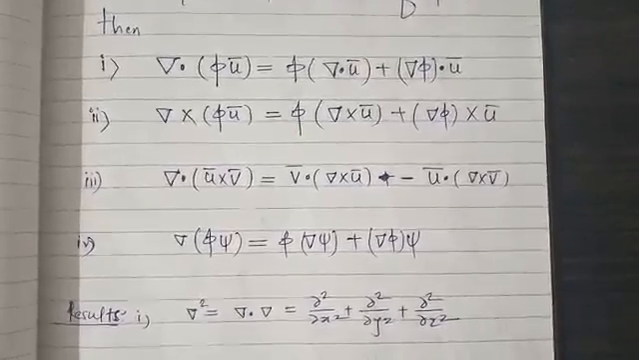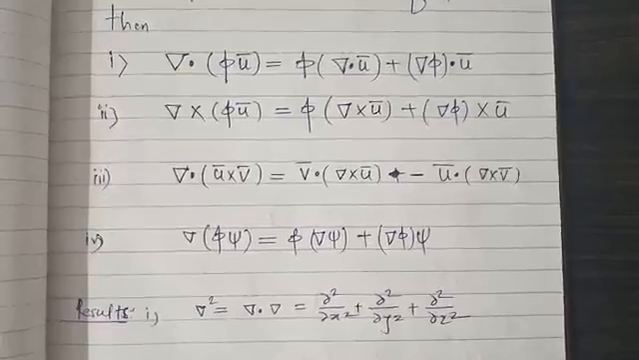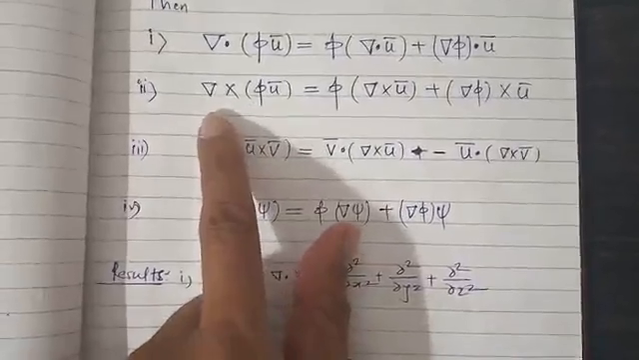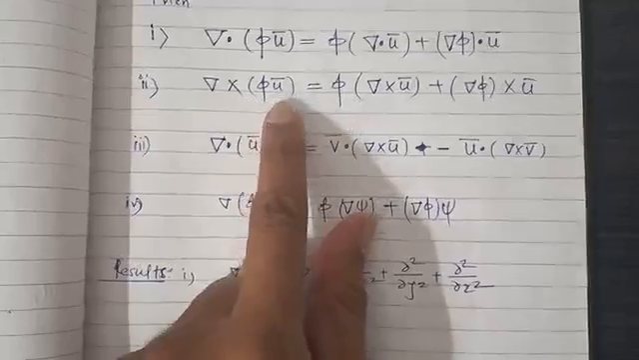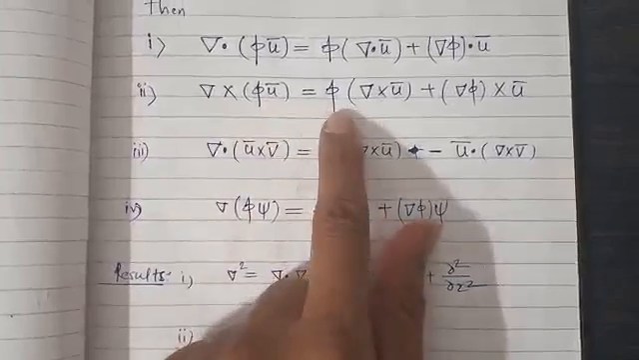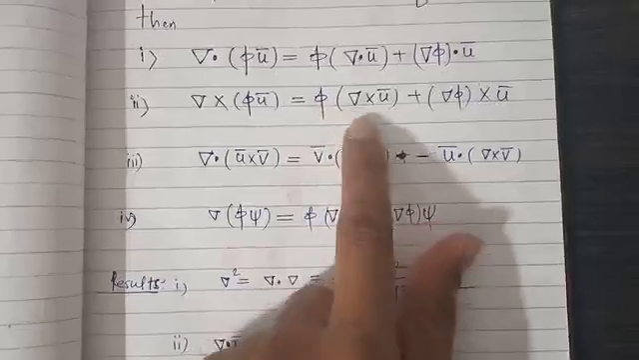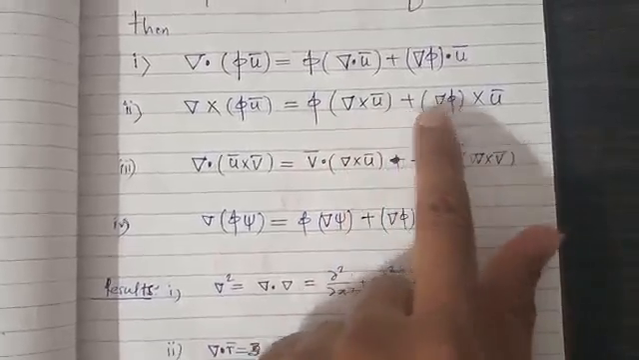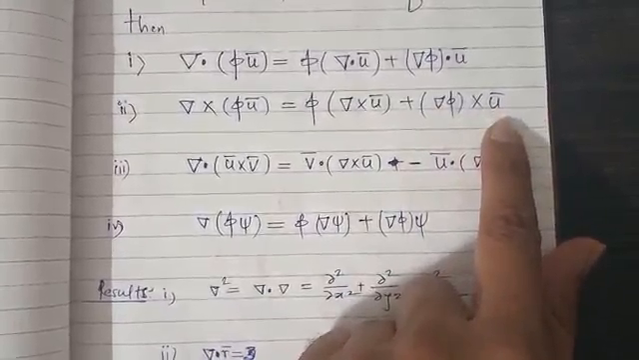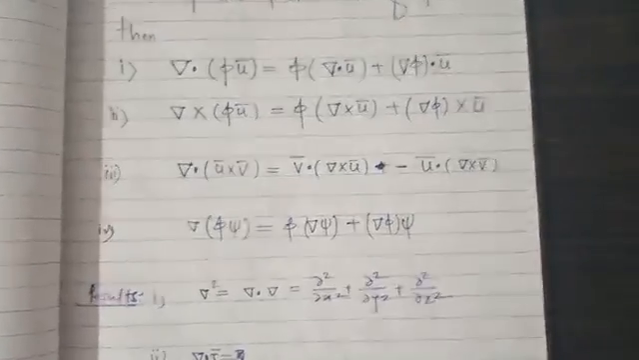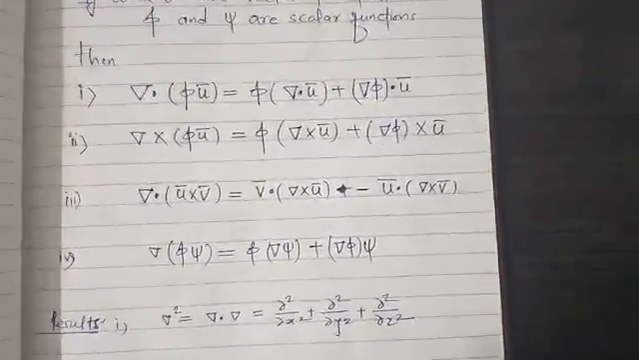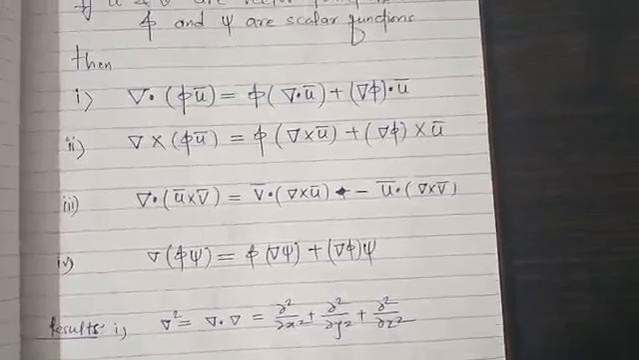The second identity is similar, just replace dot by cross. Del cross phi u, that is curl of phi u, is equal to phi into curl of u bar plus gradient of phi cross vector u. These two identities are important, and they are definitely useful while solving examples.